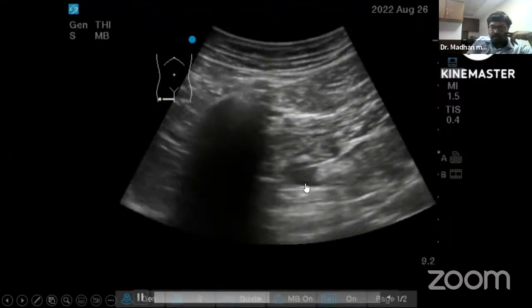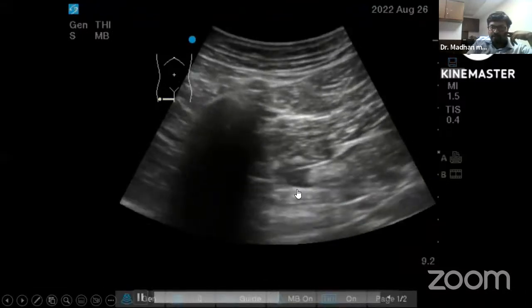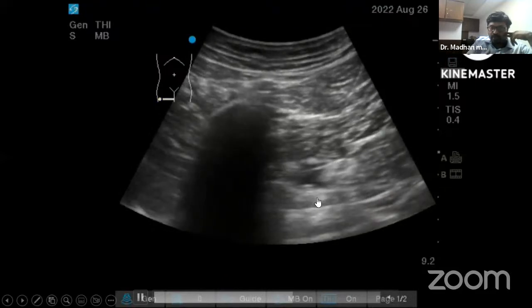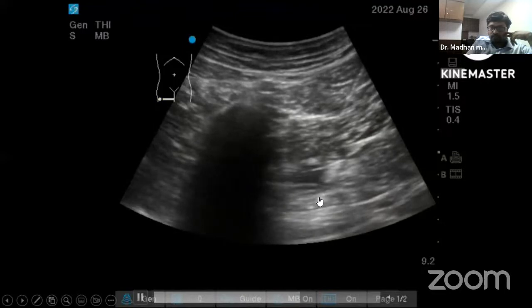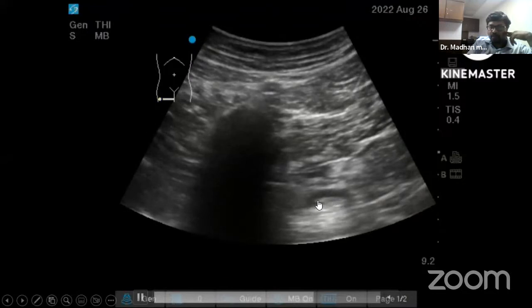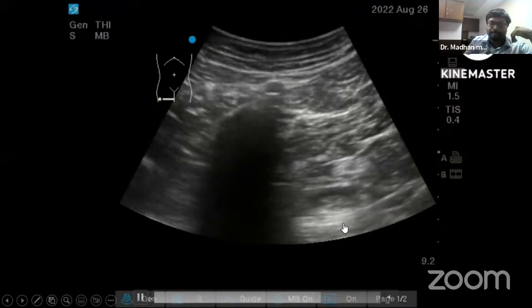So this is the needle entry. You can see the needle very nicely. So once you pierce and go close to the nerve, you can start depositing the drug. So yeah, this is the nerve. Now you can see the drug spreading around the nerve.